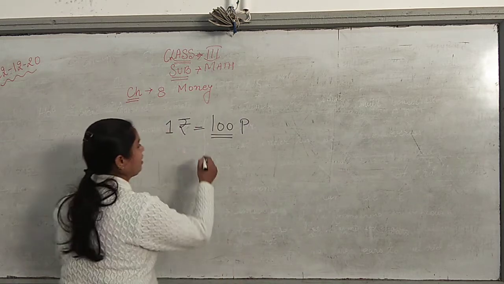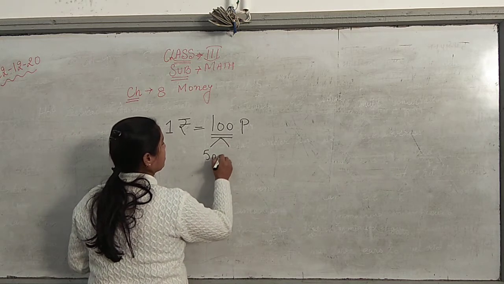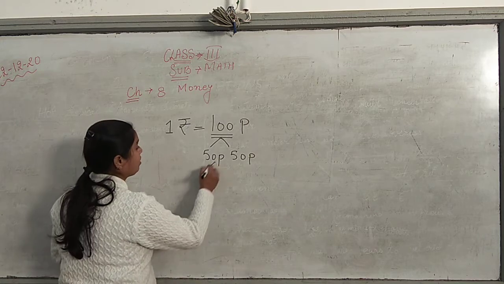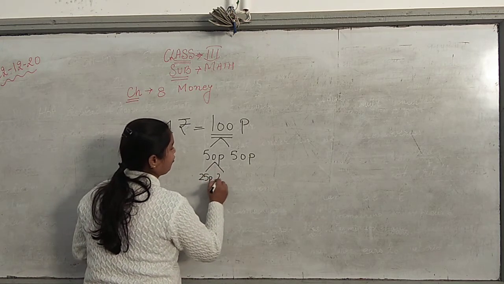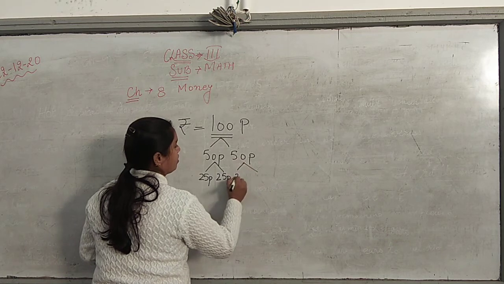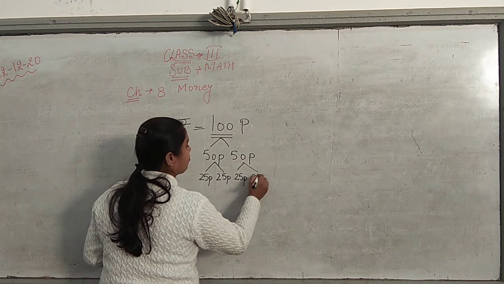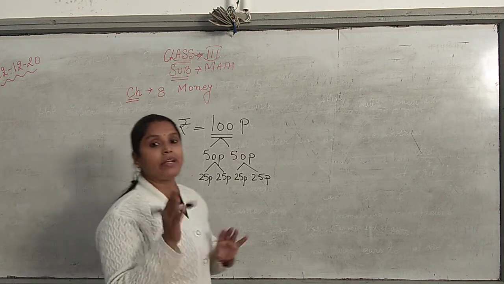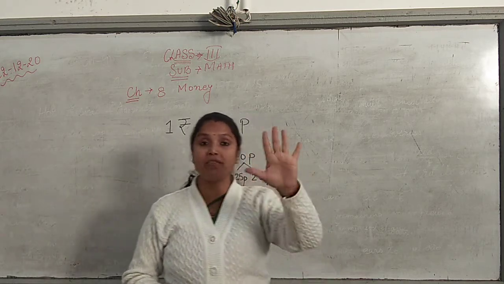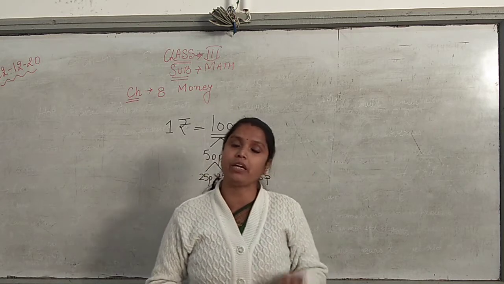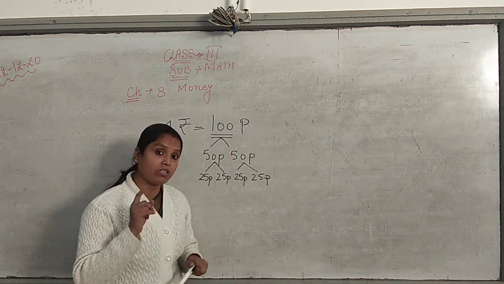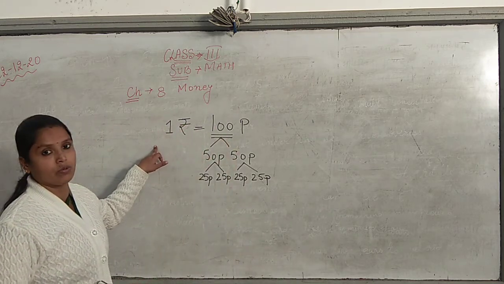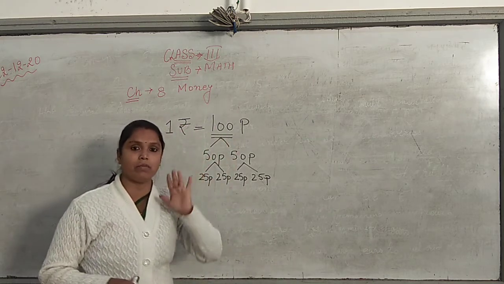That is why we say that there are 2 fifty-paise coins for making 1 rupee. There are 4 twenty-five-paise coins to make 1 rupee. If I talk about 20 paise, then there will be 5 twenty-paise coins to make 1 rupee. Why? Because 5 times 20 gives you 100, and 100 paise is equal to 1 rupee. This you have to remember, children.